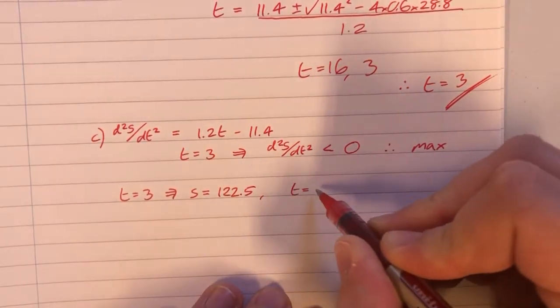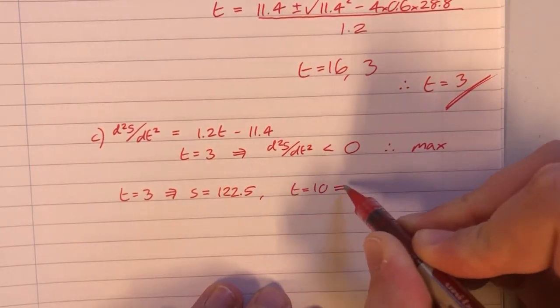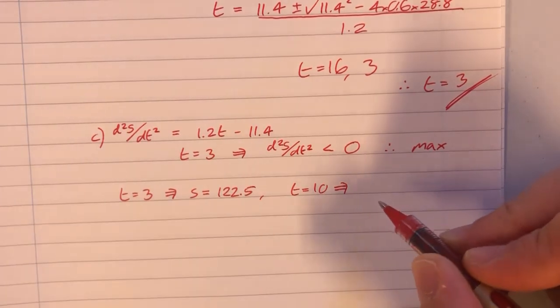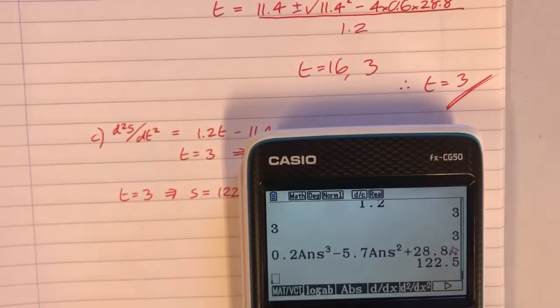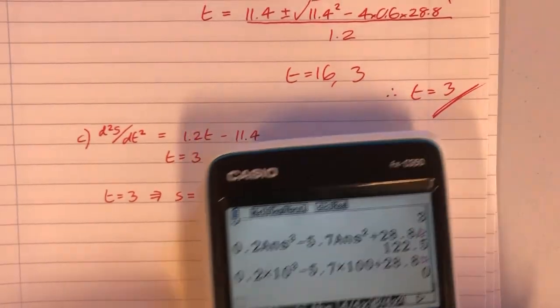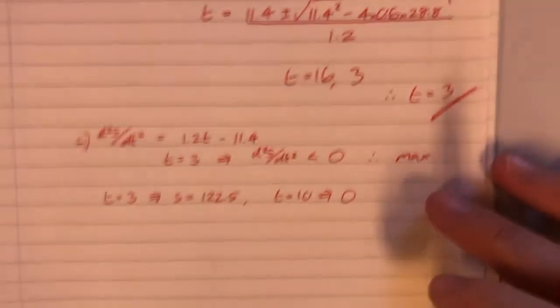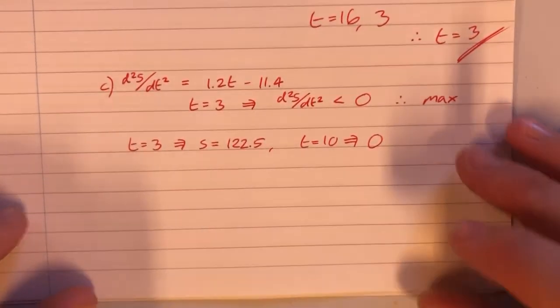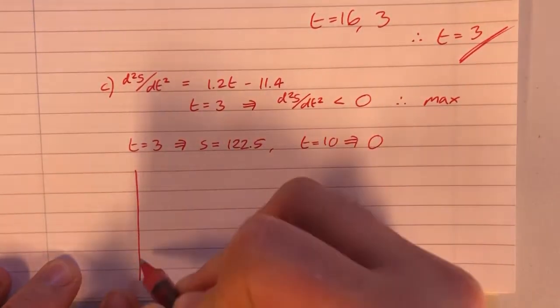And also t is 10, which is the end of the model. That'll be quite useful. If I plug in t is 10 into here, I'll get 0.2 times 10 cubed minus 5.7 times 10 squared plus 28.8 times 10 plus 82. And that comes out as 0. So it actually crosses my t-axis at that point. That's enough information now to sketch the curve.